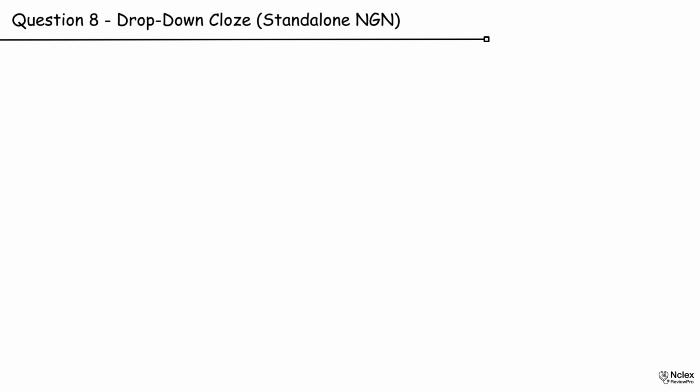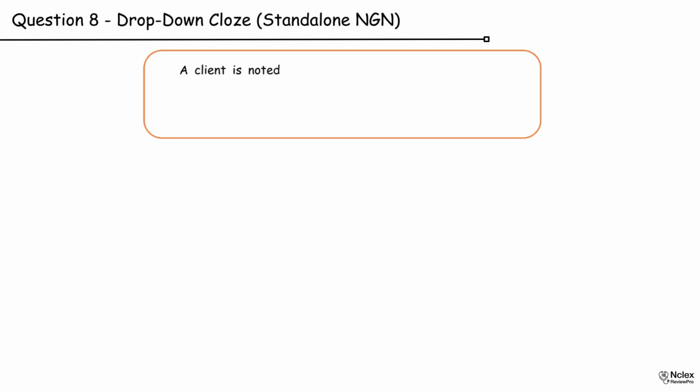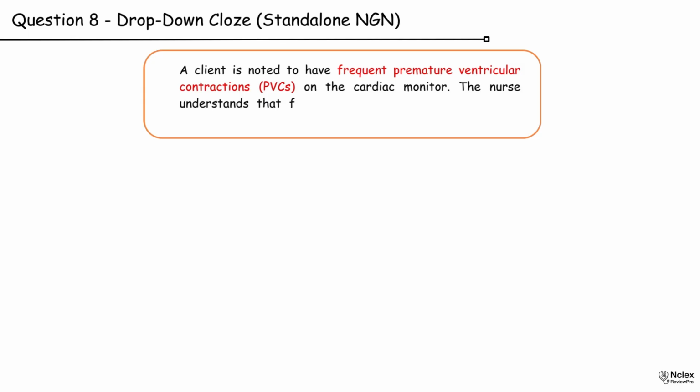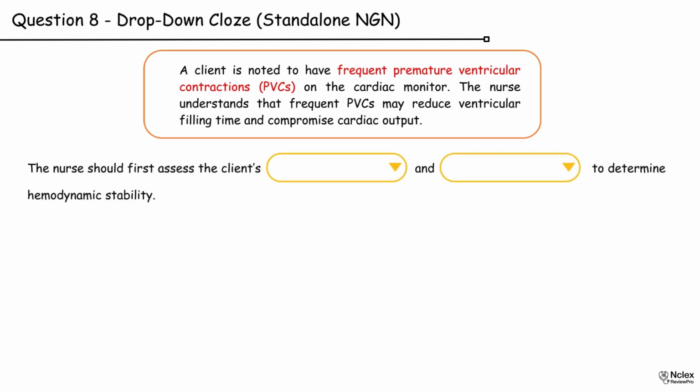Question 8. This is a drop-down cloze question focused on premature ventricular contractions and hemodynamic stability. A client is noted to have frequent premature ventricular contractions on the cardiac monitor. The nurse understands that frequent PVCs may reduce ventricular filling time and compromise cardiac output. The sentence reads, "The nurse should first assess the client's blank and blank to determine hemodynamic stability."